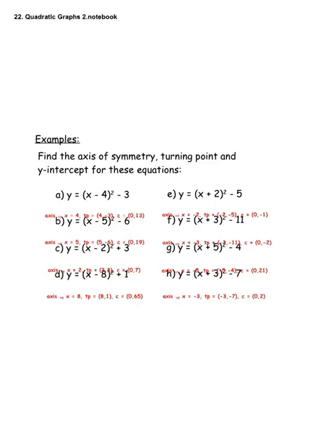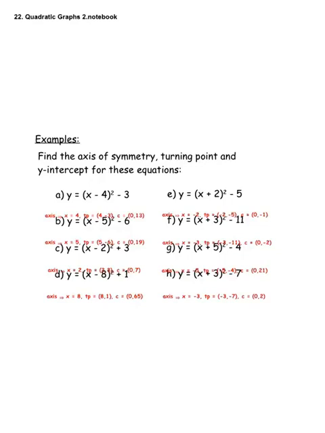And for the fourth one, the axis of symmetry is x equals 8. The turning point is (8, 1). And the y-intercept is (0, 65). For the fifth one, the y-intercept is (0, negative 1). The turning point is (negative 2, negative 5). And the axis of symmetry is x equals negative 2.